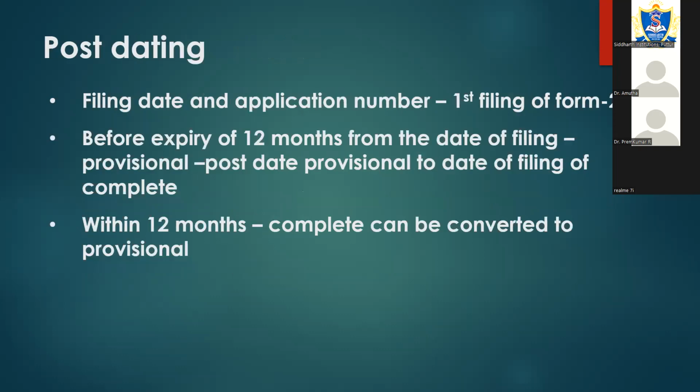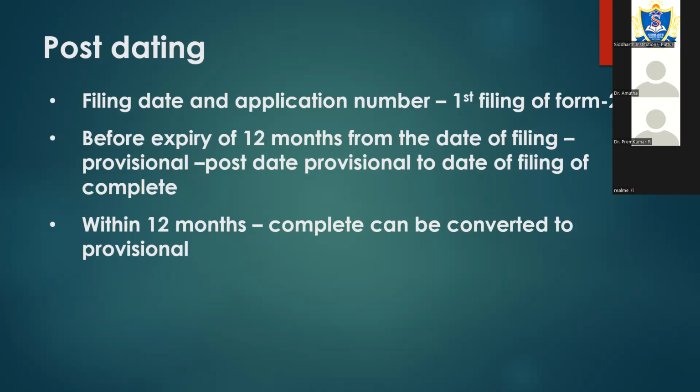And the next thing is post dating. I have told you that we can file a provisional application, and within 12 months you have to file the complete specification, right? In certain applications, after filing the provisional, you may want to extend the date. Patenting is for 20 years from the date of first filing, right? In that case, post dating is allowed, but it is risky.